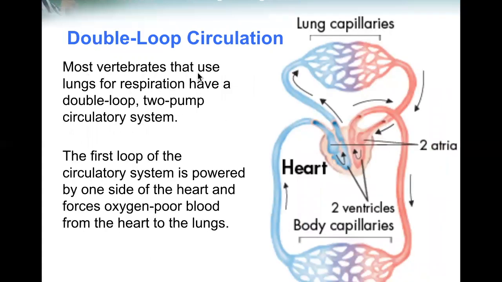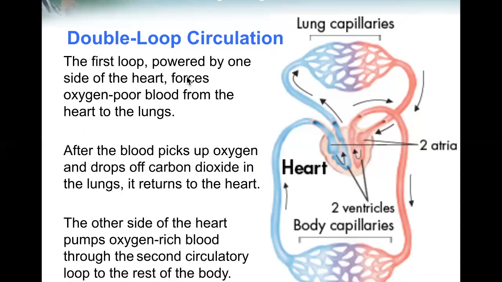Most vertebrates that use lungs for respiration have a double loop, two-pump circulatory system. Two pumps. The first loop of the circulatory system is powered by one side of the heart and forces oxygen-poor blood from the heart to the lungs. Lung exchange, from the capillaries back to the heart, into the atrium, and then the ventricle, back around to the body capillaries, back around to the heart, the atrium, and back to the ventricle, continuing the cycle.